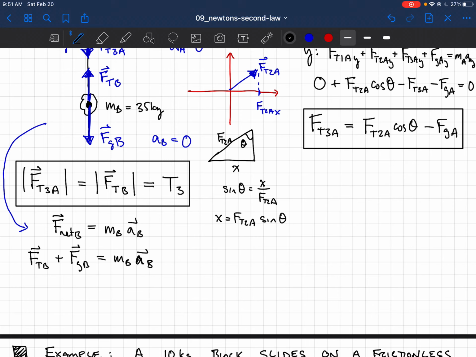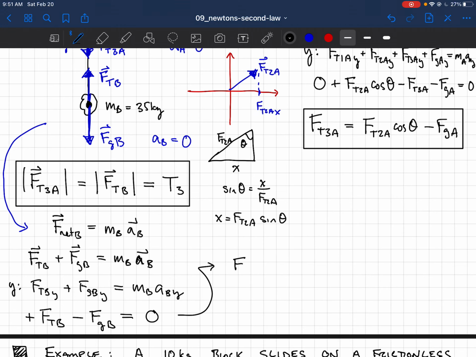And then I use my coordinate system. Well, you can see that things only point along the y direction, so I only need to write out the y equation. So that's going to be F_TB,y plus F_gB,y equals m_B a_B,y. And then we do the components. So what are the components of this? Well, F_TB points in the positive y direction, so it's going to have a y component of just plus the magnitude. F_gB points in the negative y direction, so it's going to have minus the magnitude. And a_y was equal to 0, so we just plug in a 0 for the right-hand side. So this leads to our third boxed equation, which is F_TB is equal to F_gB.